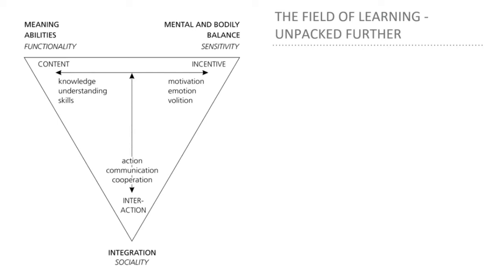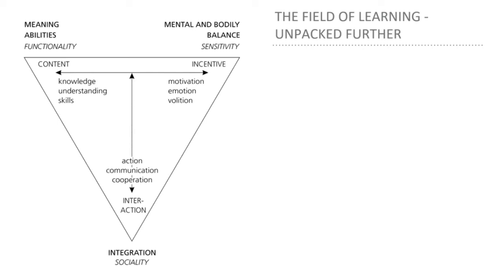Next, we can jump to the outside of the triangle, which is all about what these things are for. So at the top left, content for Illeris is ultimately about building a capacity for meaning, to help individuals make meaning from their worlds in more effective ways. And this has a kind of functional purpose. So knowledge, understanding and skills all have a particular function in helping individuals act effectively in the world.